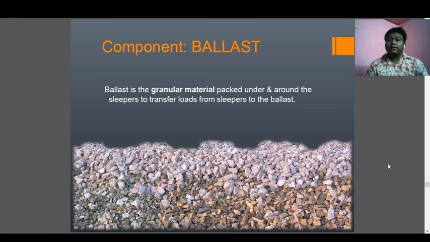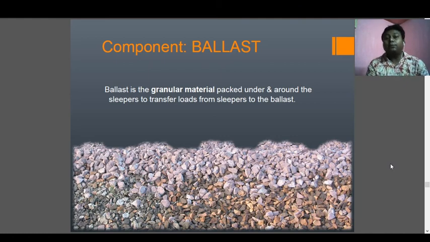Now what are the components? Till now we have been discussing the rails. If you remember, the rails, ballast, sleepers, and so on are the components of the whole railway engineering. Till now we have only given an idea about the rails. We will discuss them in detail when we discuss topic by topic.